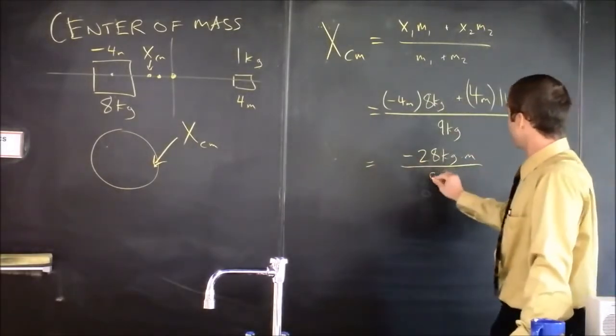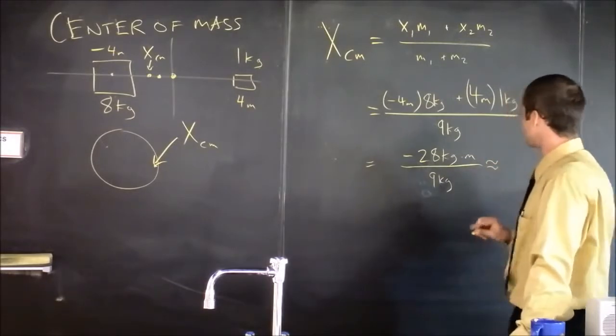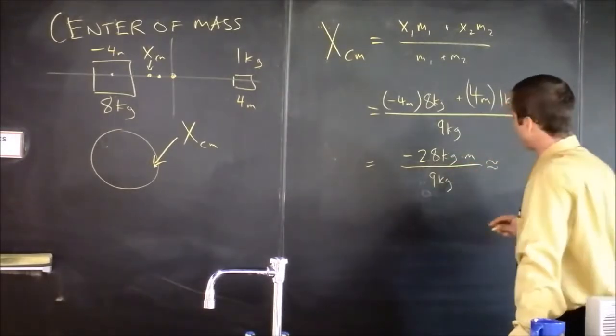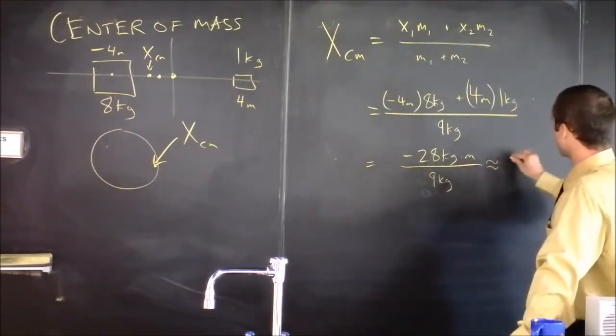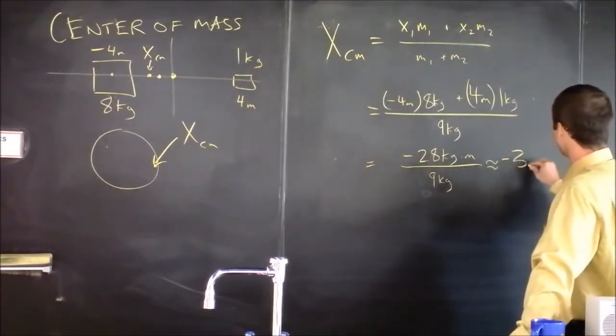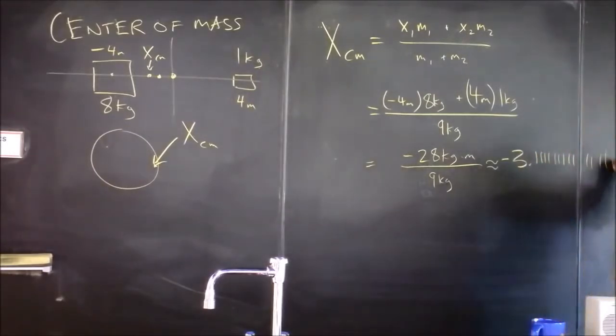Kilogram meters, that's that weird unit right there. And then I'm supposed to divide that by 9 kilograms. And I'm going to pretend that's about 27 because I can't divide that easily in my head. No, sure I can, it's fine. So we're going to get -3 and 1/9. 3.11111. I can really divide really well, right, Wayne?